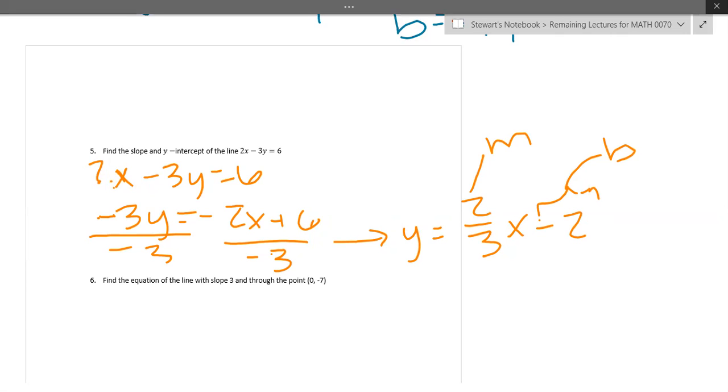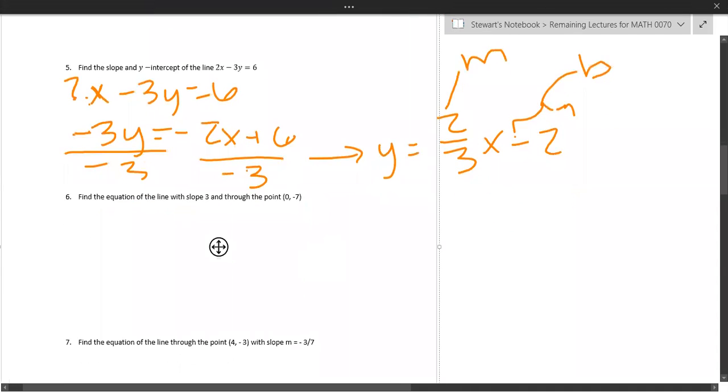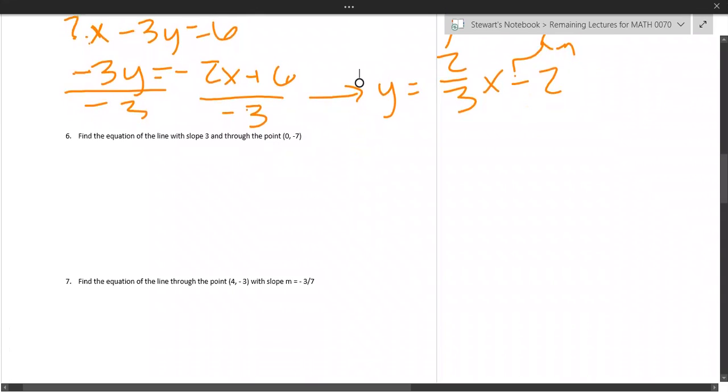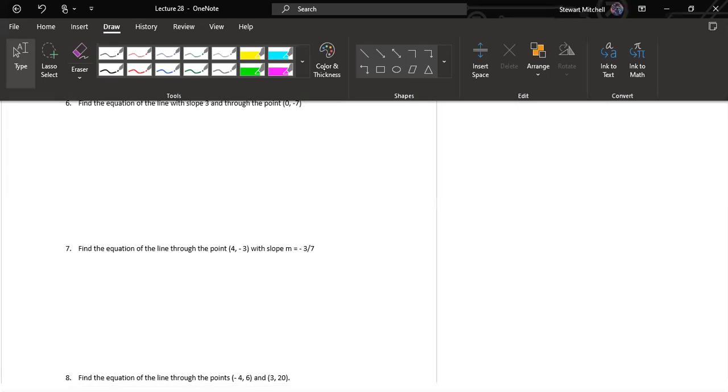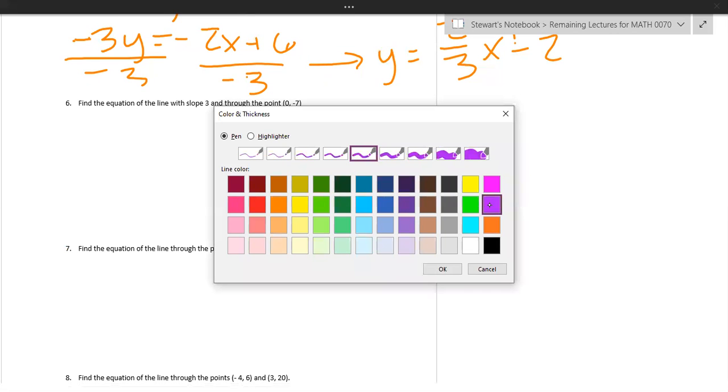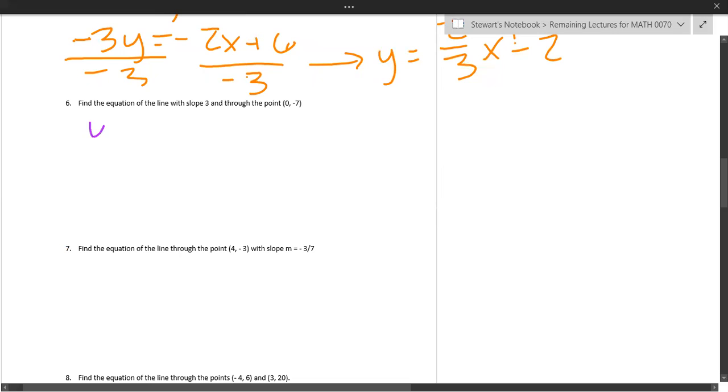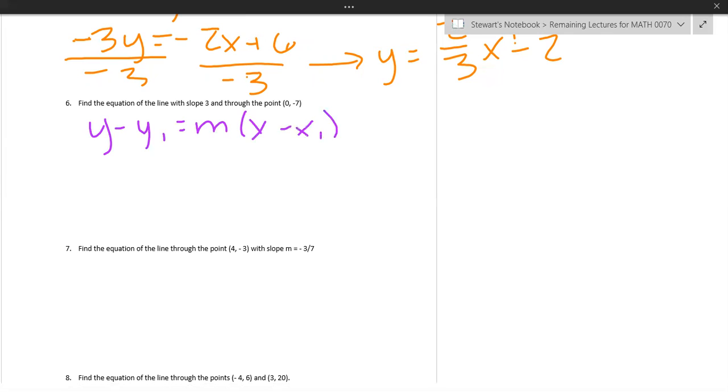Okay, the next one is a really good example of why it's useful to have point slope form, because we are given the slope and a point. So now we have y minus y1 is equal to m times the quantity x minus x1. So y is the variable, so it just stays variable. Y1 would be -7, so we have minus a -7 is equal to, the slope is 3, and then we have x minus x1, which is just 0.